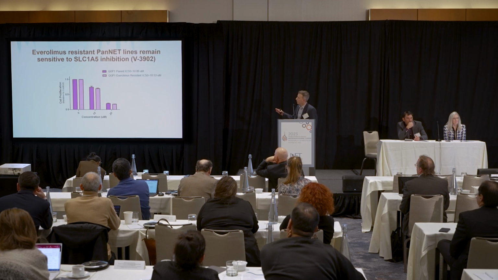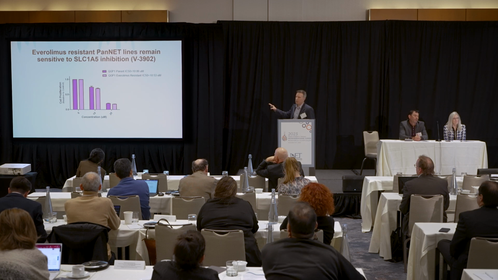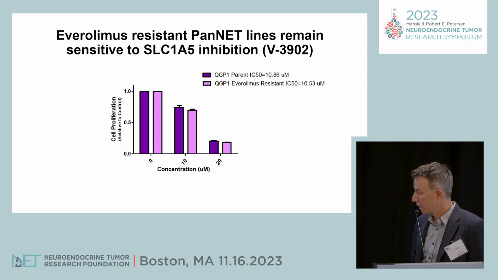And even though I just showed you a minute ago how resistant the resistant version of QGP1 is to everolimus, it is just as sensitive to inhibition of SLC1A5 as the parental cell line, suggesting that this is a relevant target, at least in the setting of resistance.